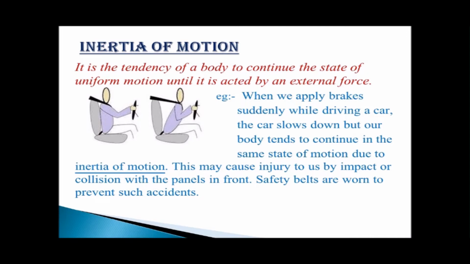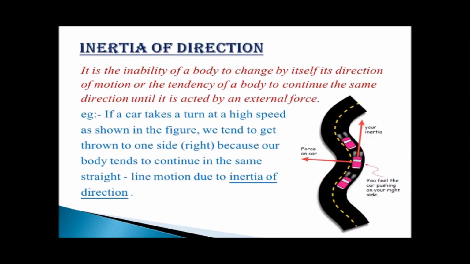Next, inertia of motion. It is the tendency of a body to continue the state of uniform motion until it is acted on by an external force. See the figure given here. When we apply brakes suddenly while driving a car, the car slows down, but our body tends to continue the same state of motion due to inertia of motion. This may cause injury to us by impact or collision with the panels in front. Safety belts are worn to prevent such accidents.